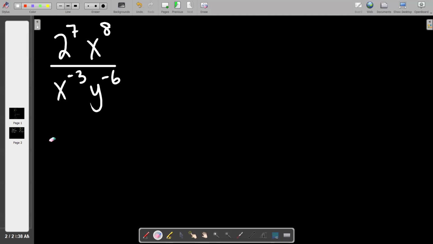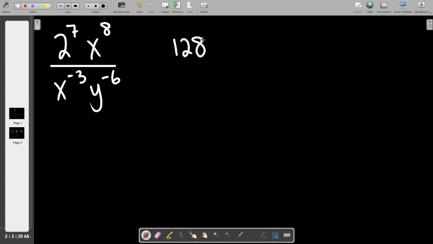At this point, you have to do math. There's nothing else to do with the 2s other than figure out what they equal. No one moves anywhere, no one combines. 2 to the 7th equals 128. 2 times 2 times 2 times 2 times 2 times 2 times 2 is 128. So we wind up with 128 right there. Done. That's not going anywhere.